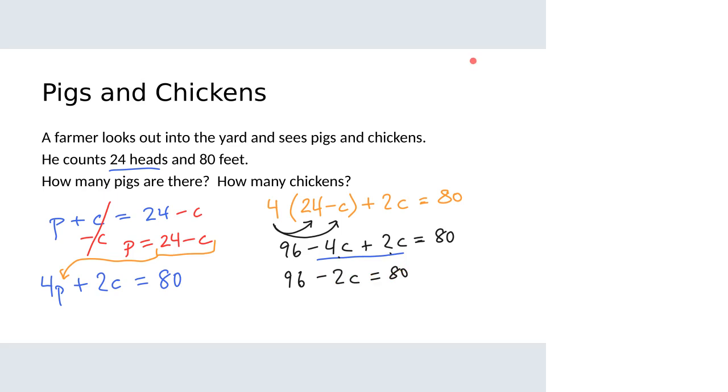Okay, now a little bit of an algebra reminder. I'm trying to get c by itself, so I need to get the term that has c in it by itself. So as I look at this left-hand side of the equation, I want to peel it from the outside in. So the first thing I want to get rid of is that 96. What am I going to do to get rid of that 96?